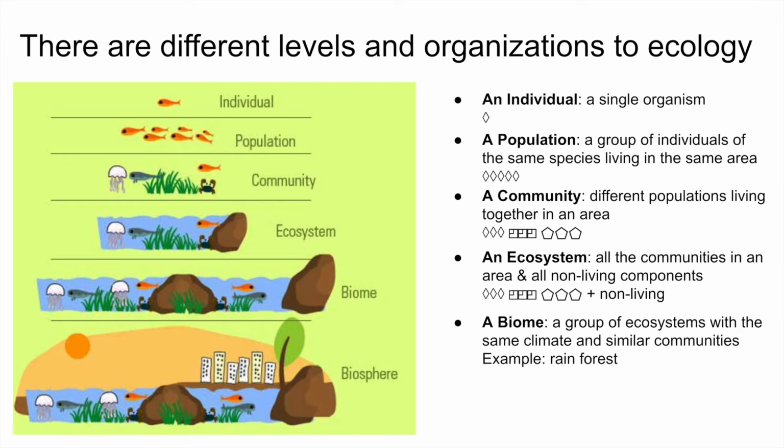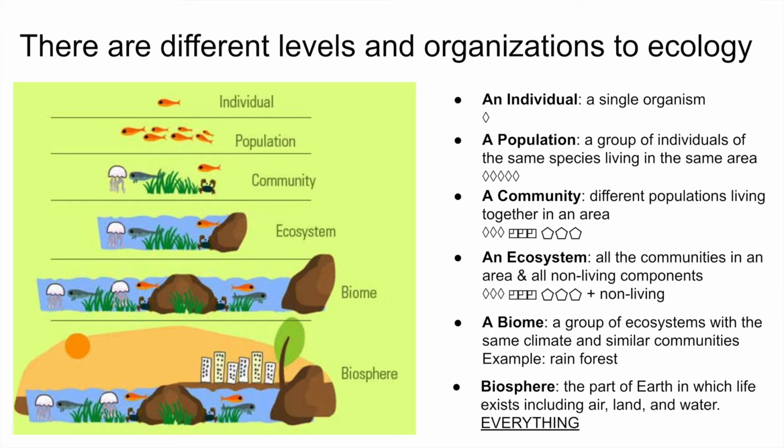That ecosystem is part of a biome, a group of ecosystems with the same climate and similar communities. For example, a biome that you might be familiar with is a rainforest. We live near deserts. Those are some examples of biomes. And biomes are part of the biosphere. The biosphere is the part of the earth in which life exists, including air, land, and water. The biosphere is everything.